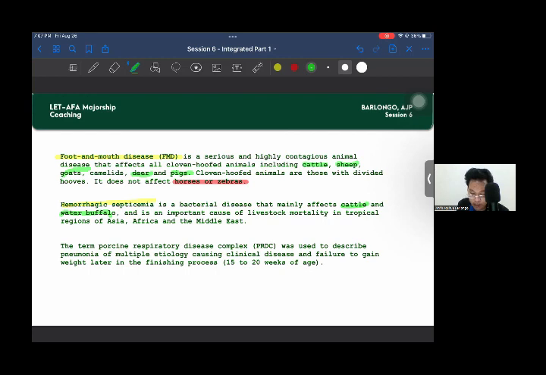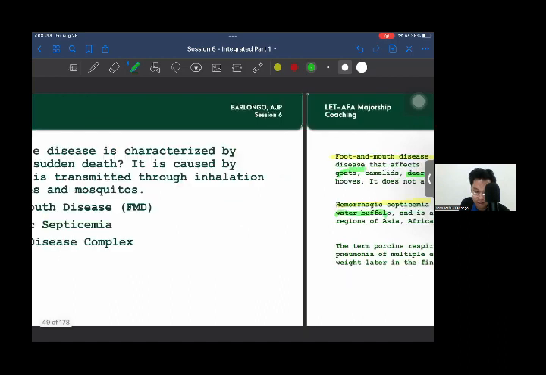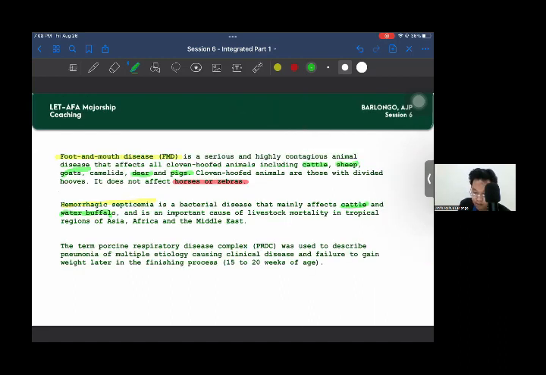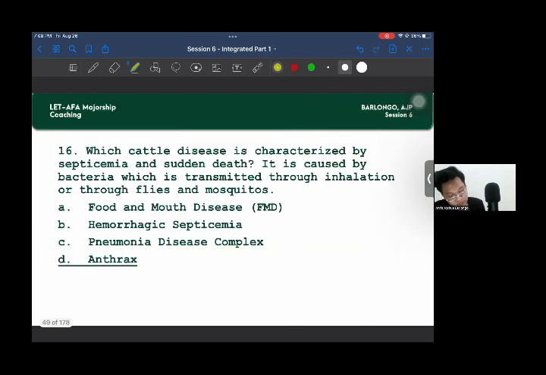And of course, yung last which is yung PRDC, Porcine Respiratory Disease Complex, Pneumonia Disease Complex. Ayan. Ay, mali. And pneumonia of multiple etiology causing clinical disease and failure to gain weight later in the finishing process. So, this is also affecting yung ating livestock. Ayan. So, respiratory disease siya. And of course, yung anthrax natin.